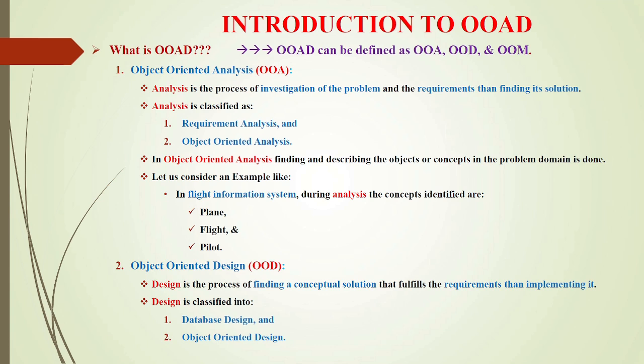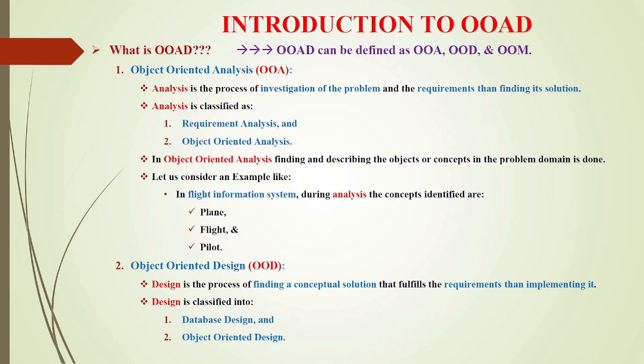When I'm talking about analysis, it is a process of investigation of a problem and the requirements, then finding its solution. The detailed analysis: how to start, from which level we have to start, and what are the models and the representations needed. And this analysis is again classified into two different items. One is requirement analysis, and the second one is object oriented analysis.